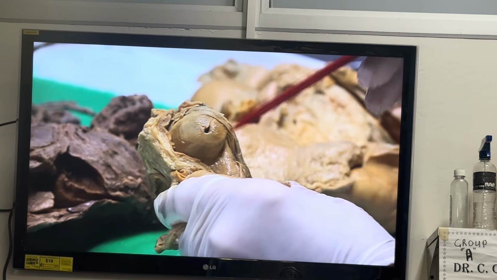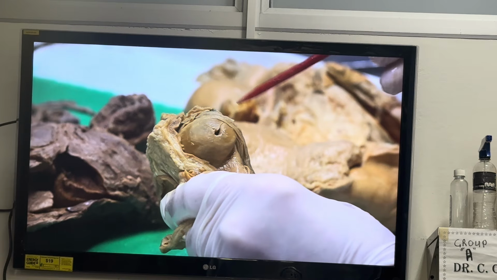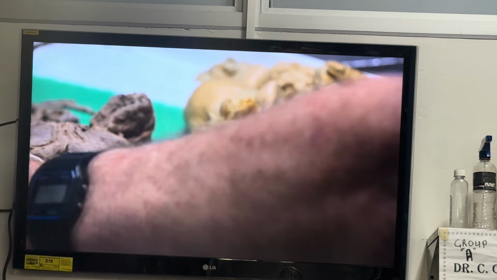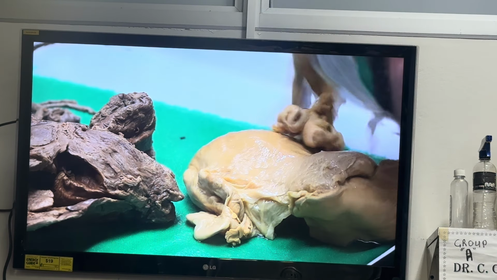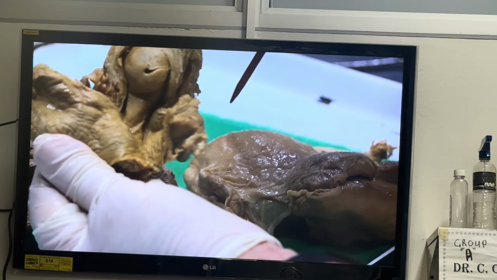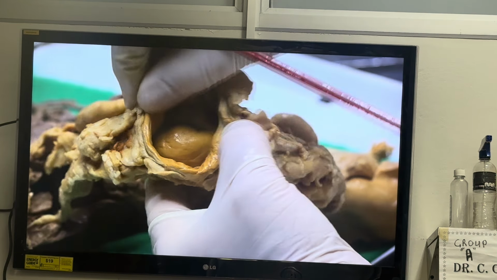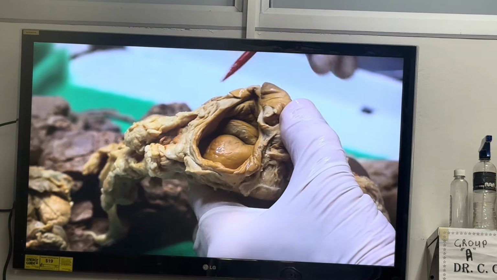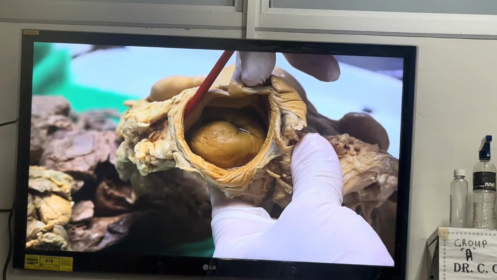So this is a female in her 30s or 40s, but she never had any children. Nulliparous. Now this other lady was in her 30s, but she had one or two children. Let's look at the difference between this and this. So this is a normal cervix of a female who has had two or three children, that's how her cervix is going to look.